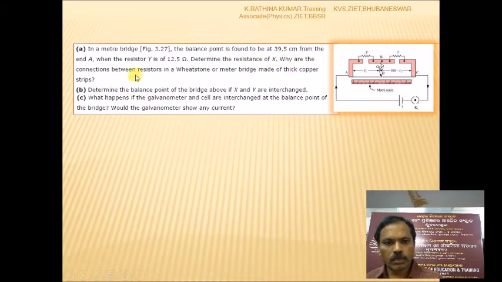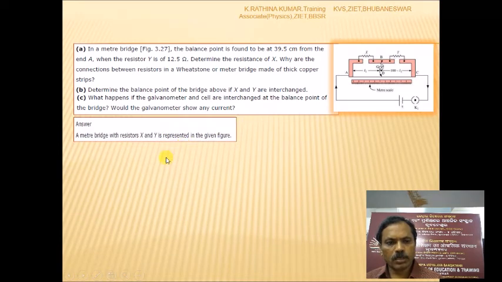Why are the connections between resistors in a Wheatstone or meter bridge made of thick copper strips? Next, determine the balance point of the bridge above if X and Y are interchanged. What happens if the galvanometer and the cell are interchanged at the balance point of the bridge? Would the galvanometer show any current? Let's see that.